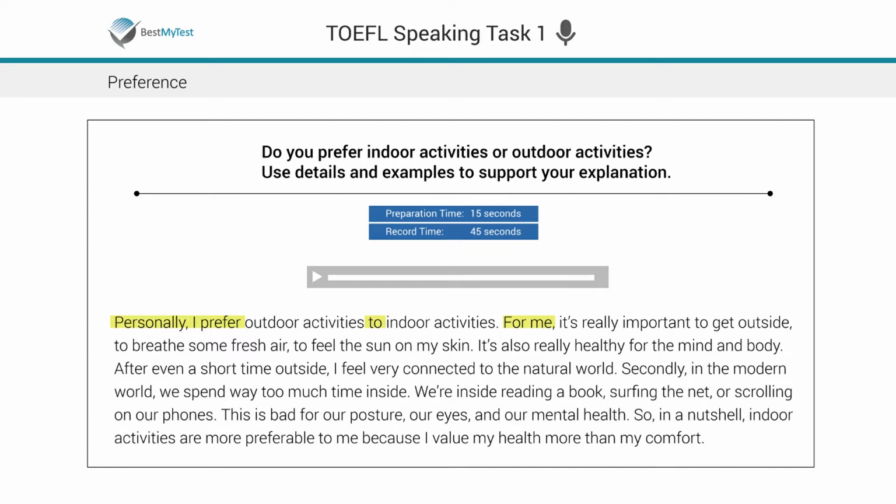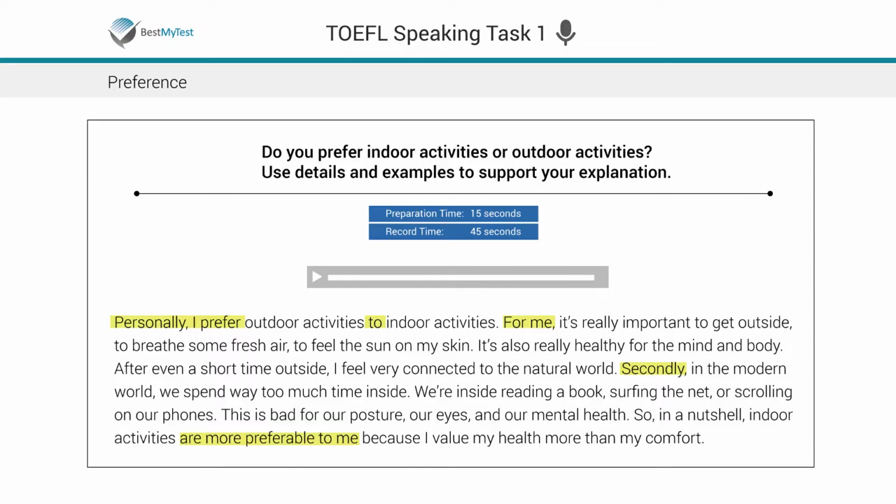Secondly, in the modern world, we spend way too much time inside. We're inside reading a book, surfing the net, or scrolling on our phones. This is bad for our posture, our eyes, and our mental health. So, in a nutshell, indoor activities are more preferable to me because I value my health more than my comfort.